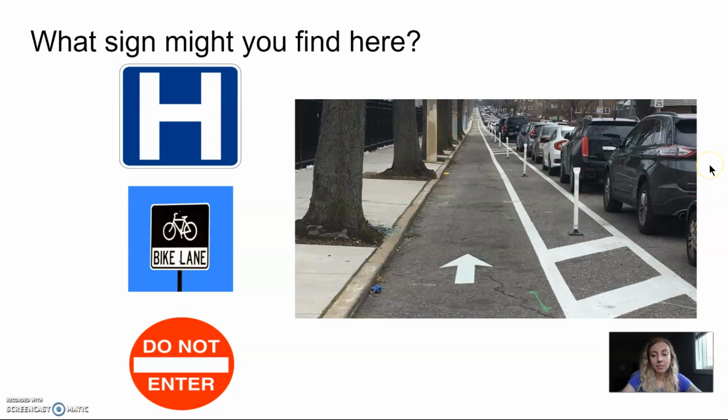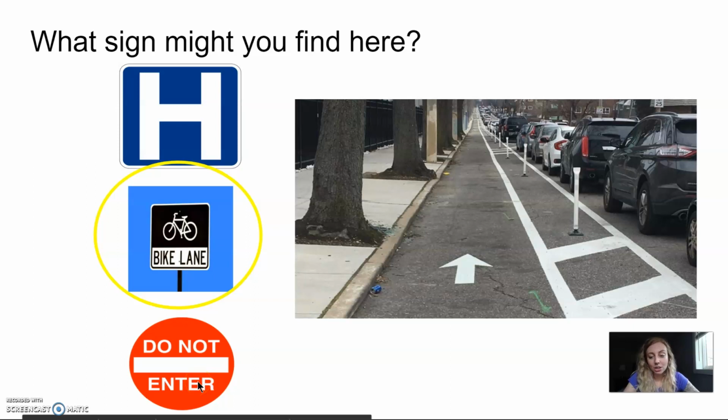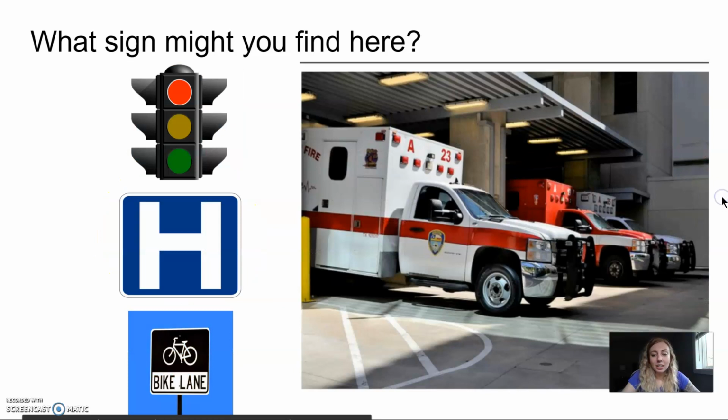If you chose the bike lane, you are correct. So this lane right here is meant for bicycles. And this is a bike lane, and this is the sign you would likely see either painted on the cement on the street or just a sign like this to the side. I do not see a hospital nearby in the picture, and I don't see a space where you aren't allowed to enter, so that one would be incorrect as well. All right, last one. What sign might you find here? Go ahead and pause the video.